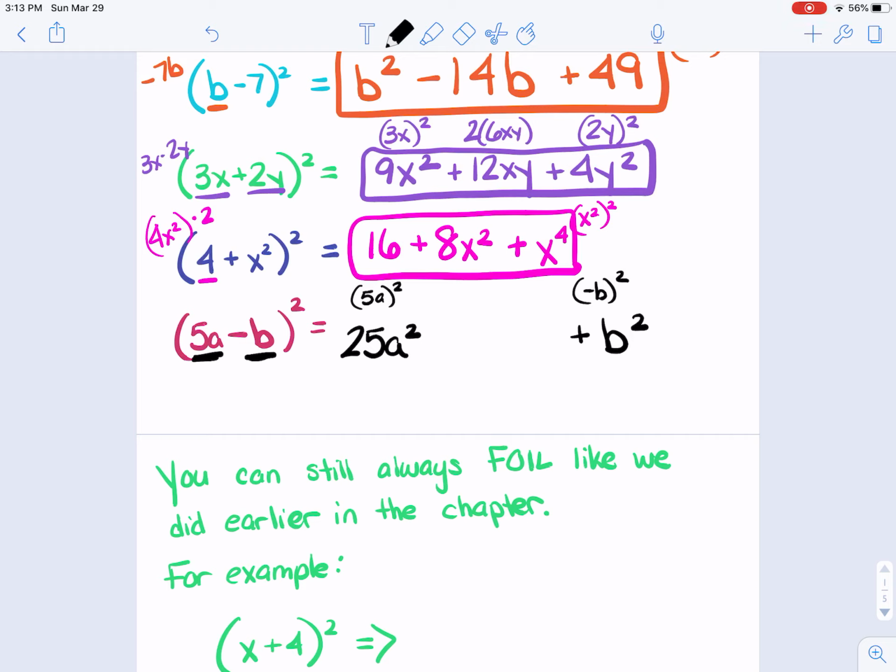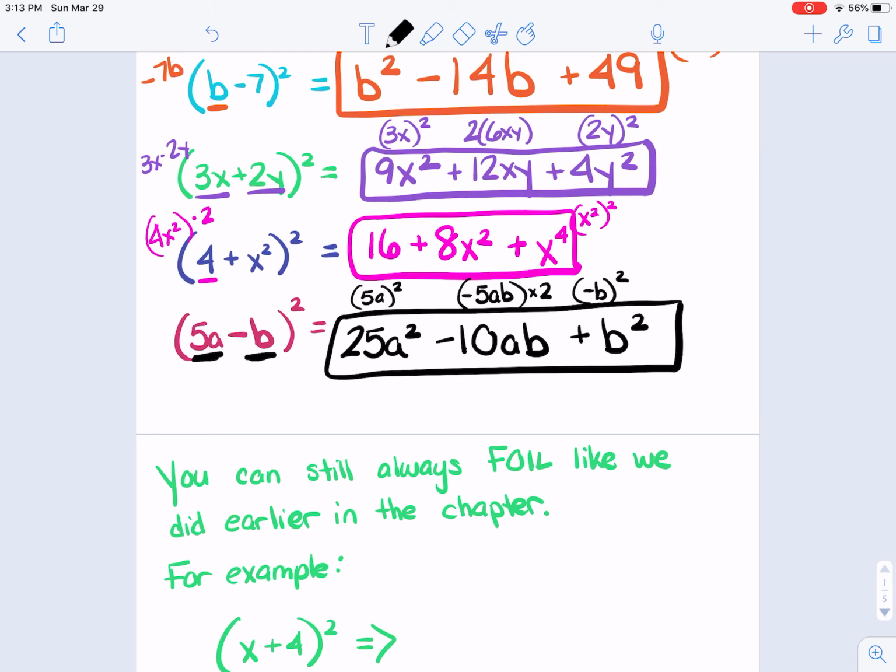For my middle term, I multiply 5a and negative b, which is going to give me negative 5ab. Then I need to multiply that by 2, which gives me negative 10ab. And this is my final answer.